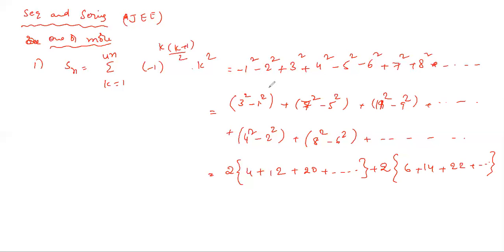Here we are pairing 2 terms at a time. So total 4n terms: even terms 2n, odd terms 2n. And we are pairing 2 at a time. So how many terms do we get here? N terms, because each term we are getting 2 at a time. We also get n terms here. Understand this one?